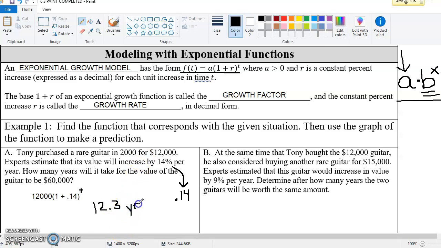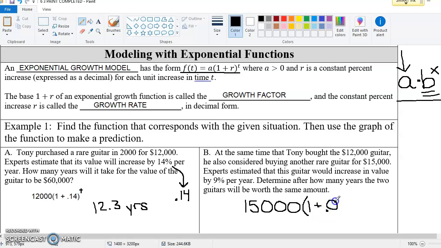Now, I don't know enough about guitars to know what kind of guitars will be worth 60 grand eventually, but that sounds like a good deal. All right, now, let's write a new function, but let's use the other guitar. If you look at the next problem, it says there was another one out there that was worth 15,000. But the experts think it's not going to go up in value by quite as much.